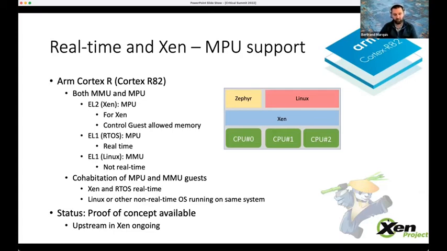Xen will support both types to allow real-time to cohabit with non-real-time and Linux in particular. A proof of concept of this work is already available, and the final support is being upstreamed in Xen.